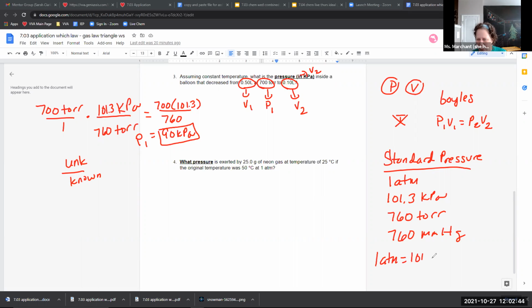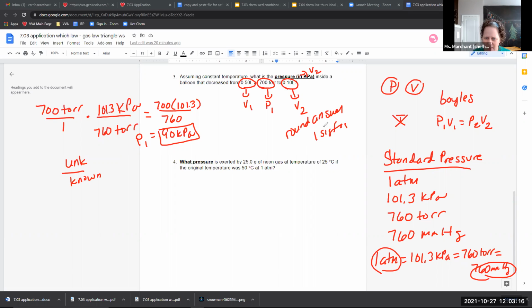1 atmosphere is equal to 101.3 kilopascals, which is equal to 760 torr, which is equal to 760 millimeters of mercury. Those are all equivalent. So I can go from even atmospheres to millimeters of mercury using that same thing. 1 atmosphere is 760 millimeters of mercury because they are all standard pressures. So number 3, make sure you round your answer to 1 sig fig.